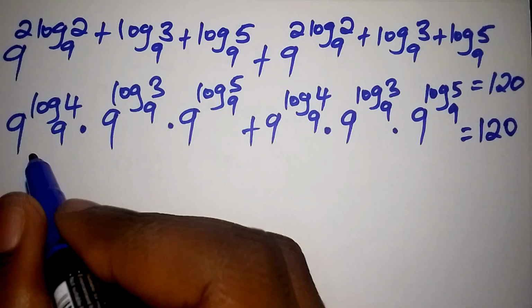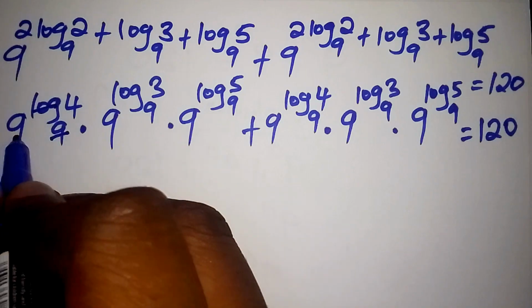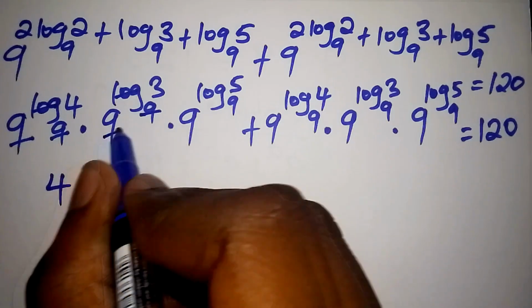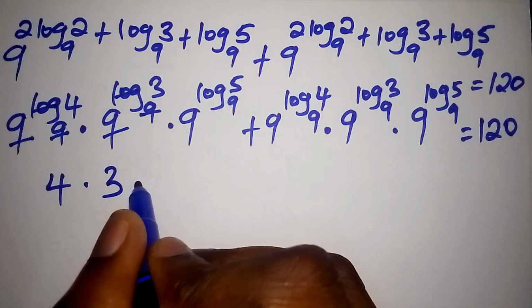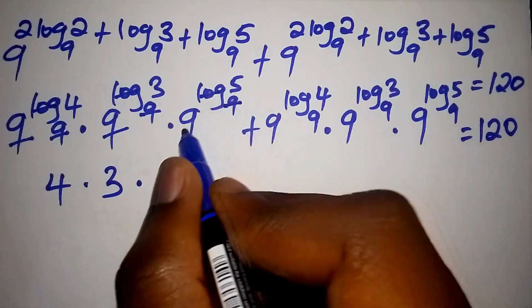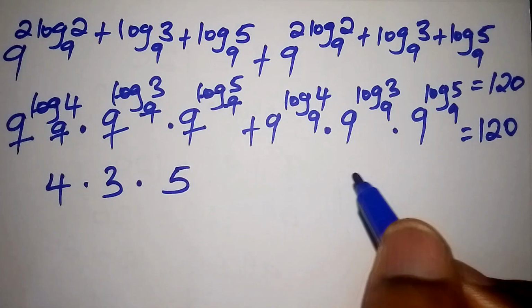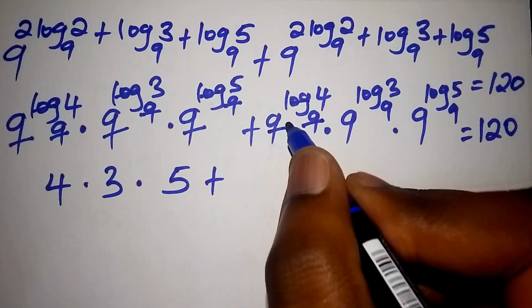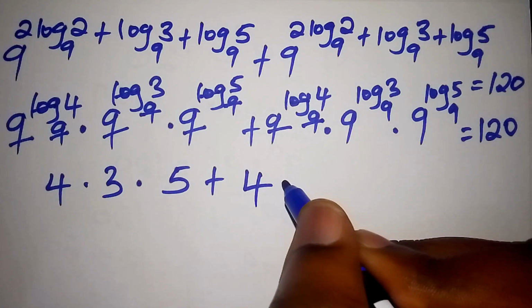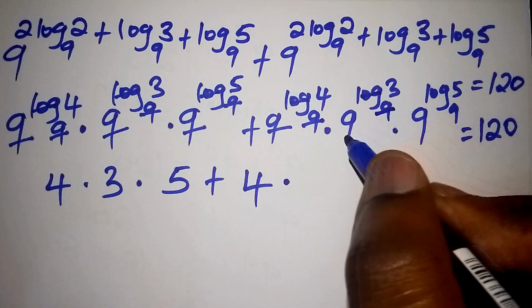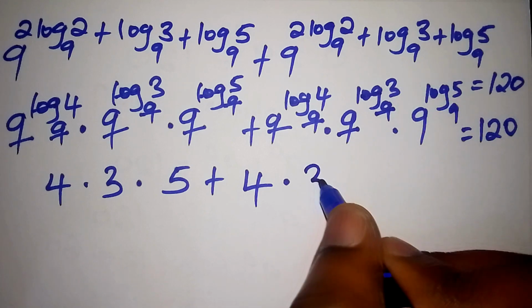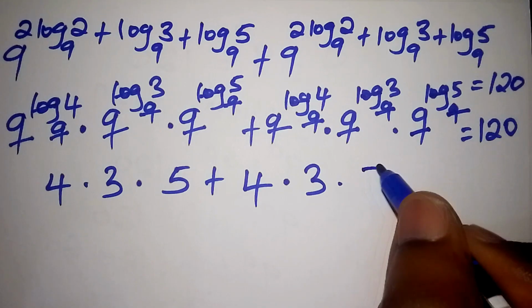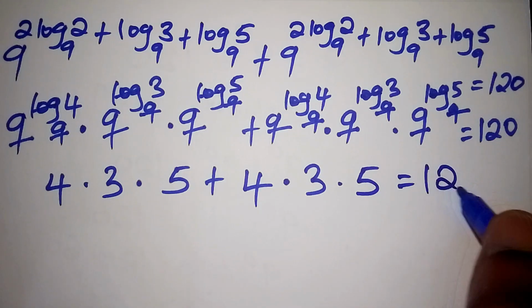So here now, the log to the base of 9 shall cancel this 9, so we shall have 4, multiplied by 3, since the log to the base of 9 cancels this 9, multiplied by 5, since again the log to the base of 9 cancels this 9. Then plus, again we shall have 4, multiplied by 3, multiplied by 5, is equal to 120.